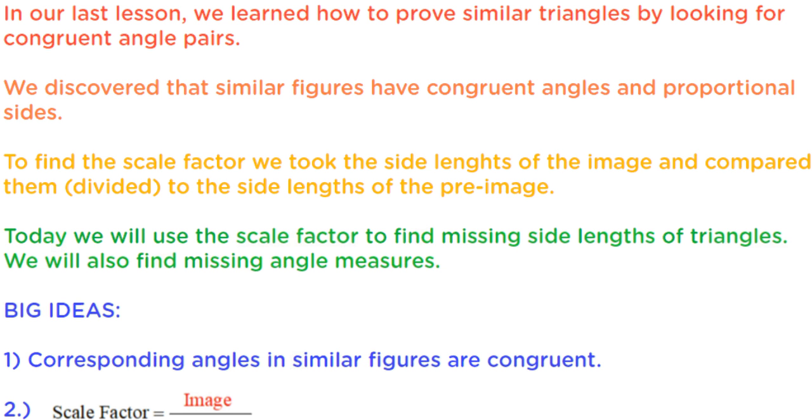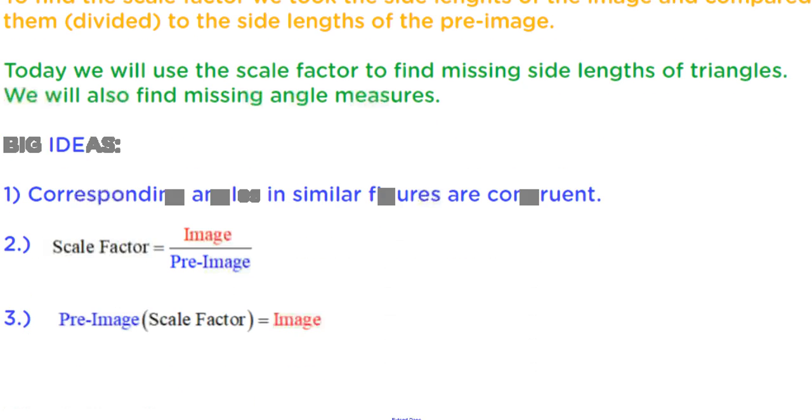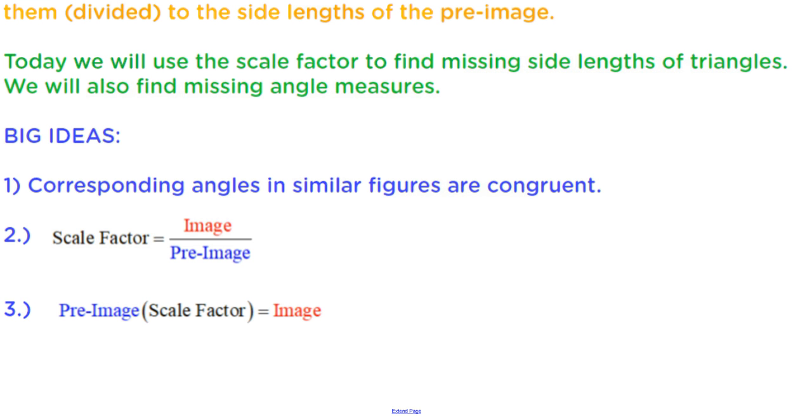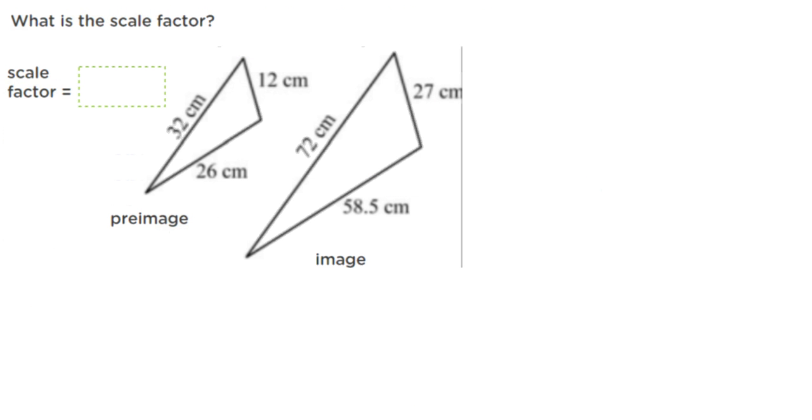We will also find missing angle measurements. So remember the previous big ideas we were working with: corresponding angles in similar figures are congruent. To find the scale factor, we take the lengths of the image and compare them to the preimage. And if we're finding a missing length, it was the preimage times the scale factor equals the image. So let's look at a few practice problems.